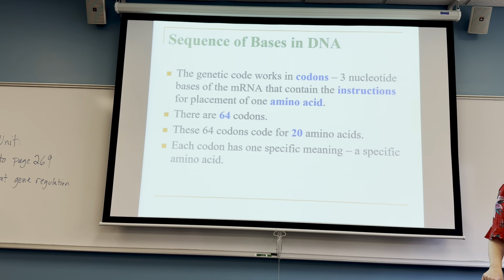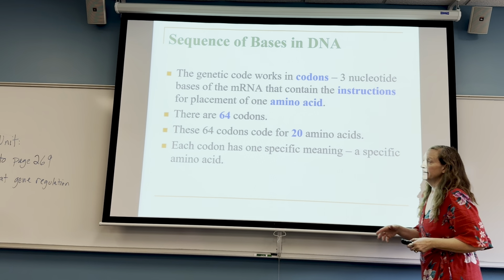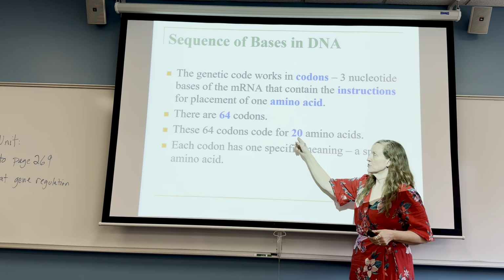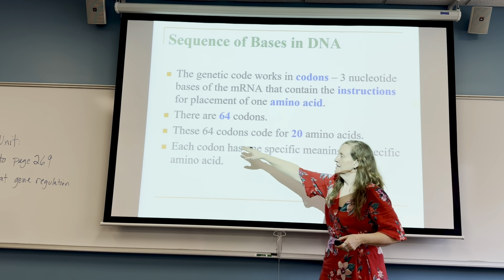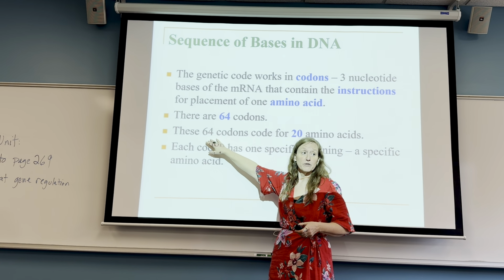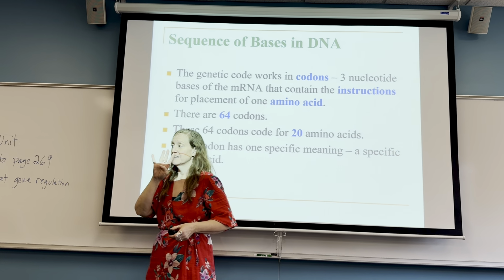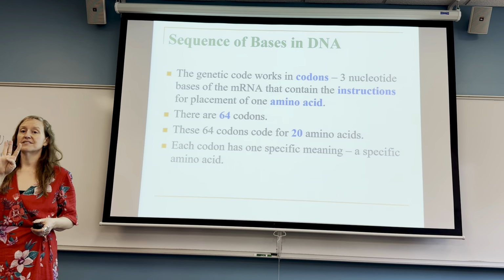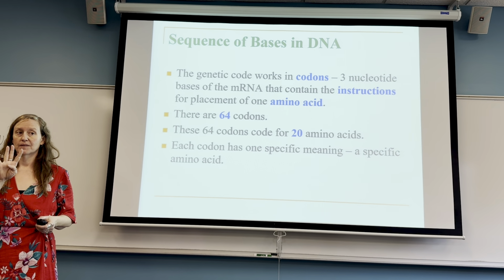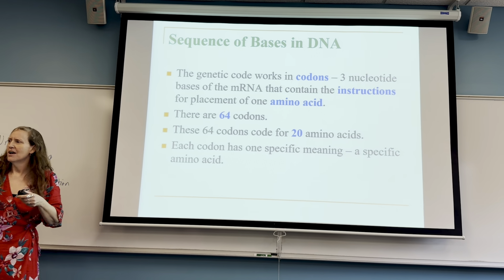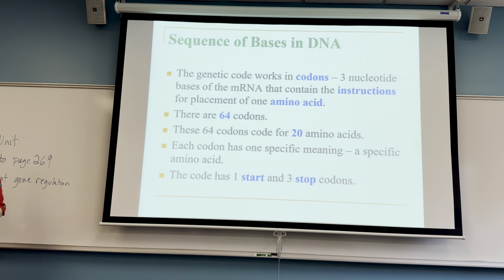Each of these 64 codons equates to 20 amino acids, which means that some different codons code for the same amino acid. So you might have 4 codons that are different, but they all code for the same amino acid. And then we'll look closely at how that lessens the amount of mutations.